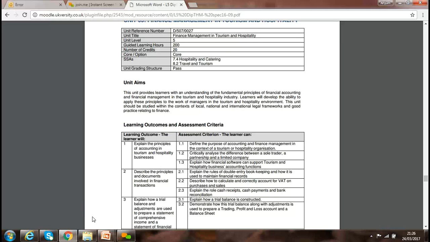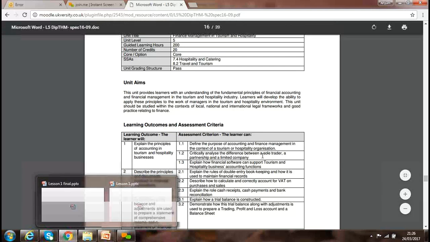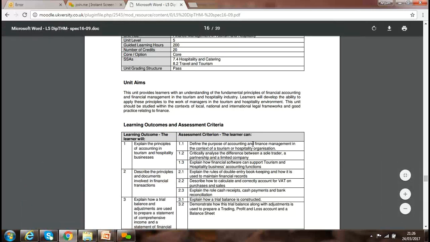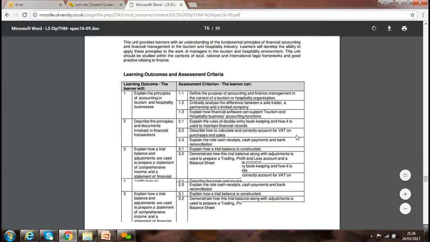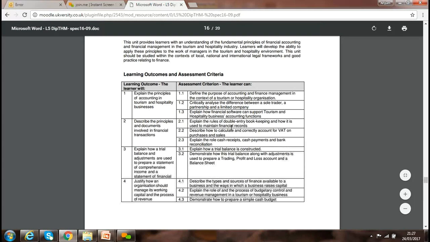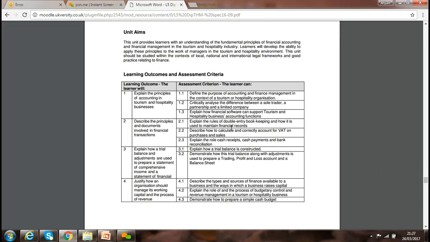So we'll go through accounting and financial management. We'll discuss the difference between the sole trader, partnership, and limited company. We'll discuss the financial software and different software. We'll discuss double entry bookkeeping, what is money, and how it helps us to keep the financial record. We'll discuss VAT. What is meant by VAT?